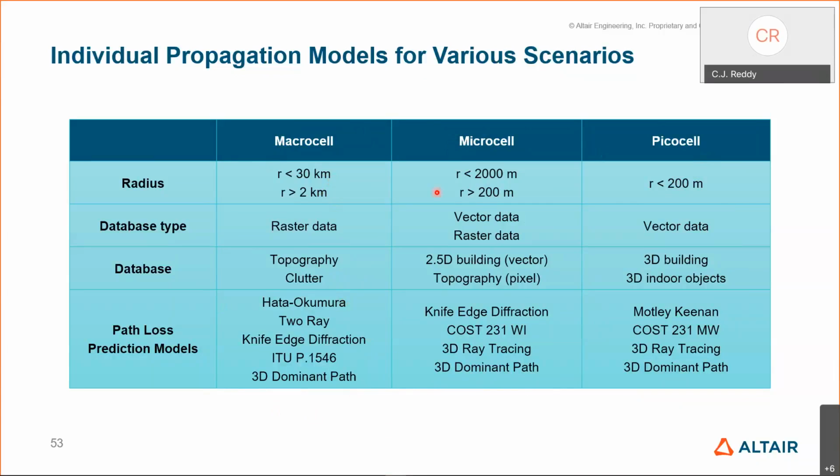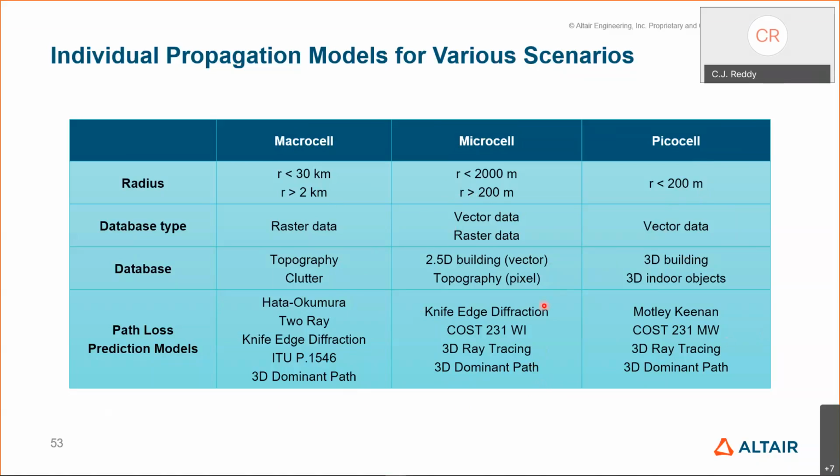Microcell is between 2 kilometers and 200 meters. This is similar to, let's say, urban scenarios, downtown type of thing. You can use this type of analysis here and the propagation models here. Picocell could be indoor or very small cell, less than 200 meters. And again, one can use these models for your propagation.